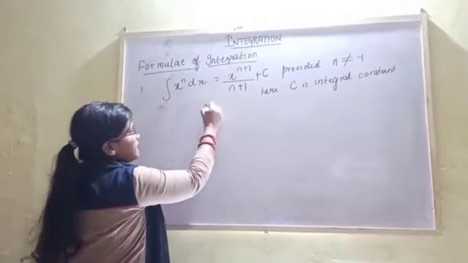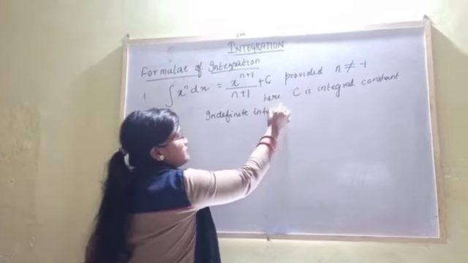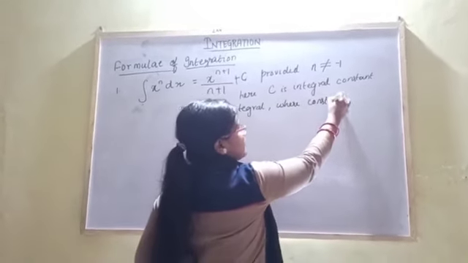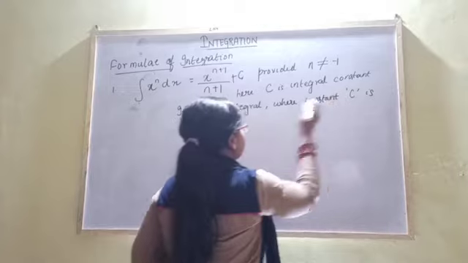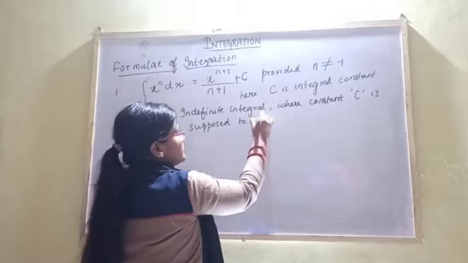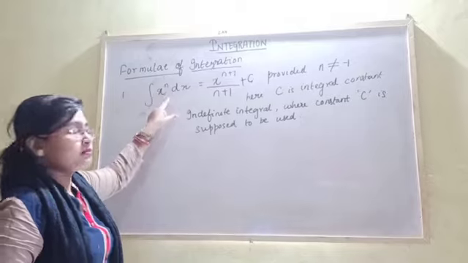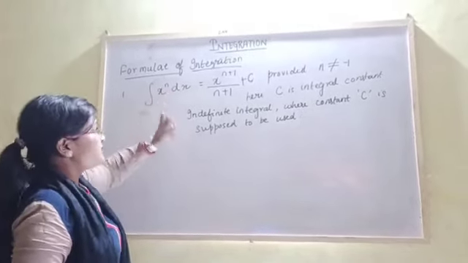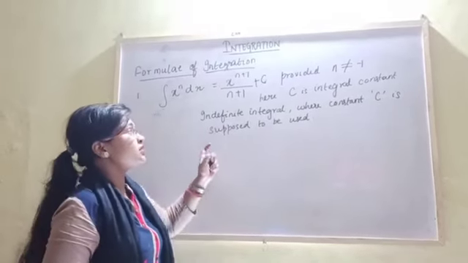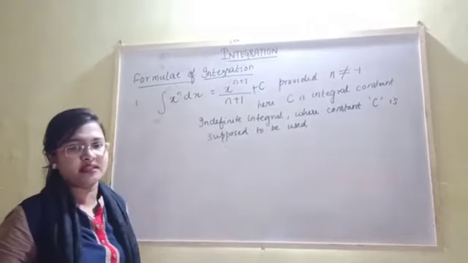This is an example of an indefinite integral, where the constant c is supposed to be used. Clear? Whenever we are not provided with the limits of integration, from where to where, after solving that integration we should provide a constant c. That type of integration is known as indefinite integral.